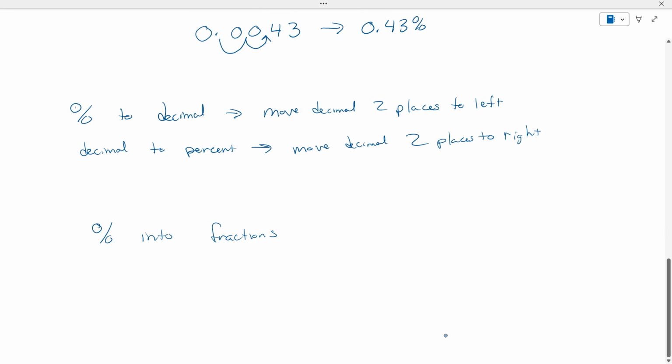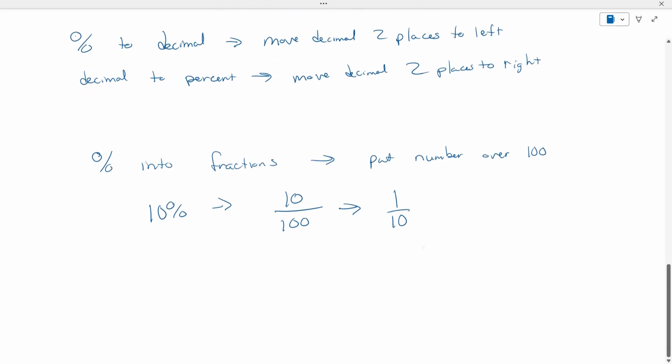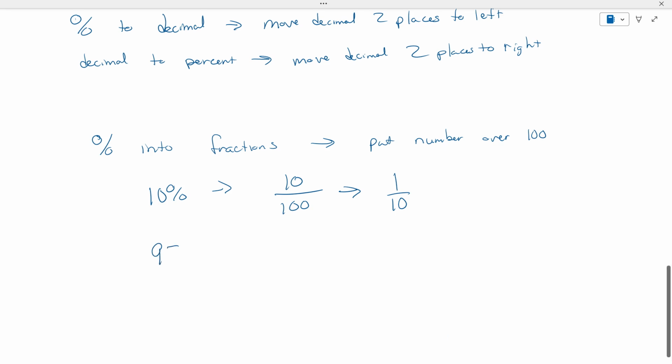Then we're going to make percents into fractions. So to do that, we're going to put the number over 100. So let's say we have 10%. That's the same as 10 over 100, and you're going to reduce that to 1/10. Your calculator will reduce it for you once you get it into fraction form by putting the a b/c. So if we have 95%, that's 95 over 100, which your calculator will tell you is 19/20.